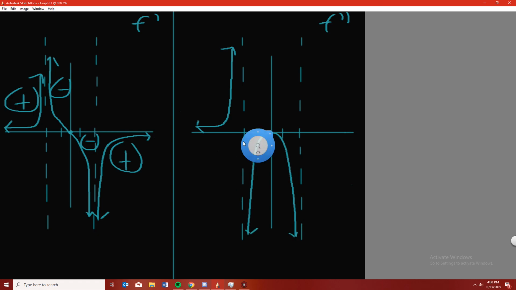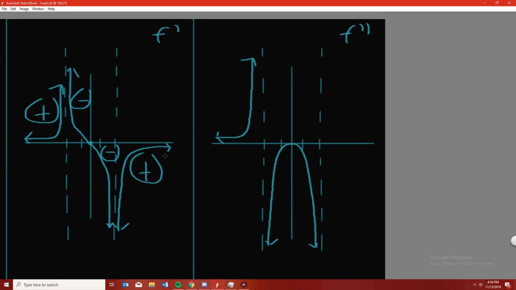Perfect. Okay. And now we're going to have the rightmost function be positive. So it'll be above the x-axis. And there we go. And that's how you graph the functions.